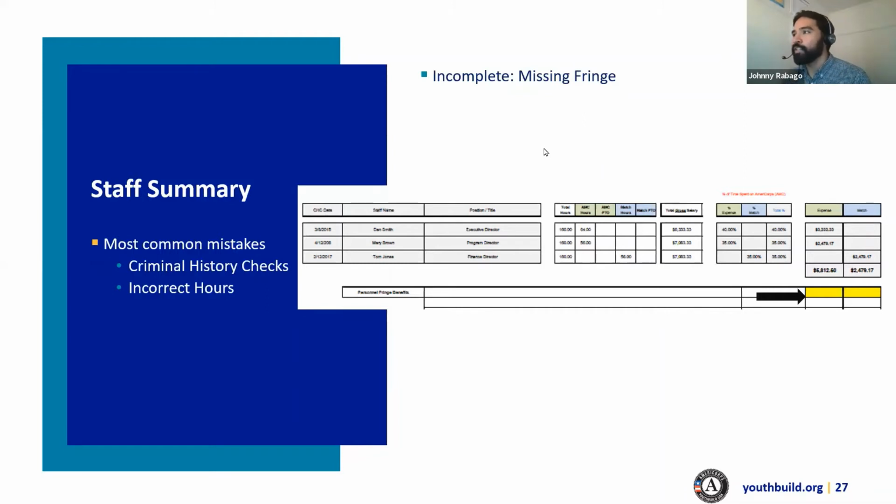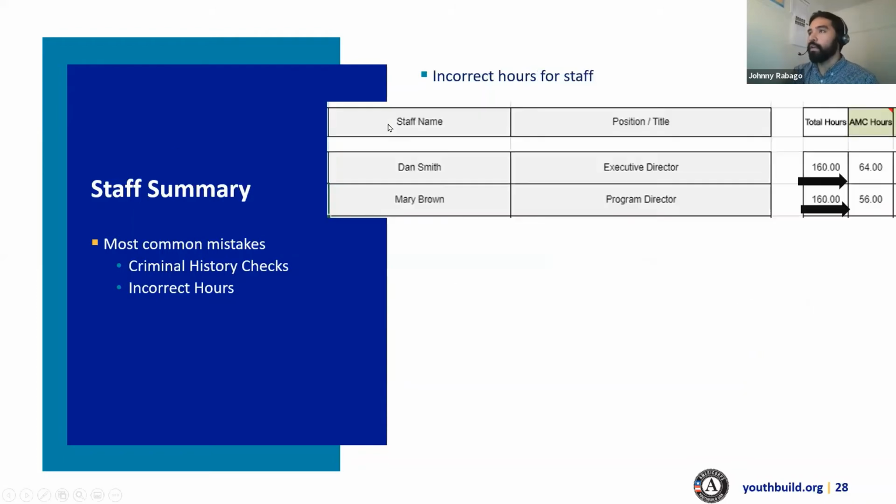You want to add that every time you enter your information for hours and totals. Now the picture is really grainy, but in the highlighted yellow section, that's where you want to put your personal fringe benefits numbers. So that's one of them. Let's see the next one.